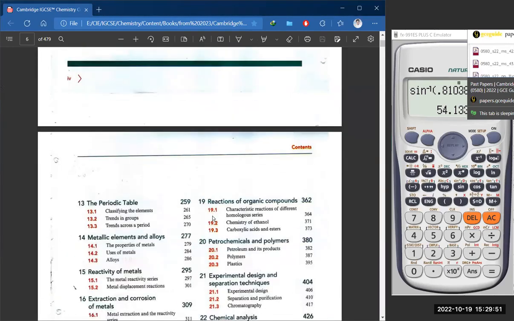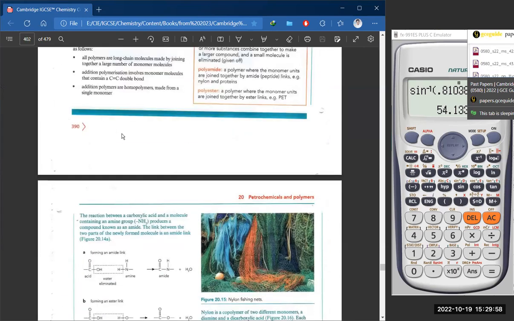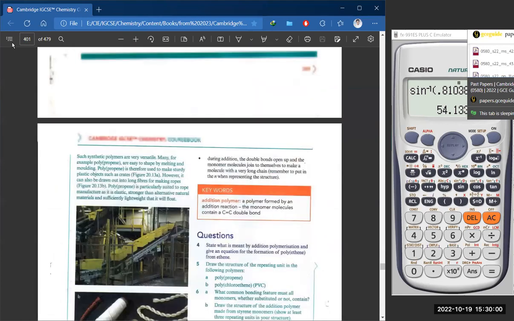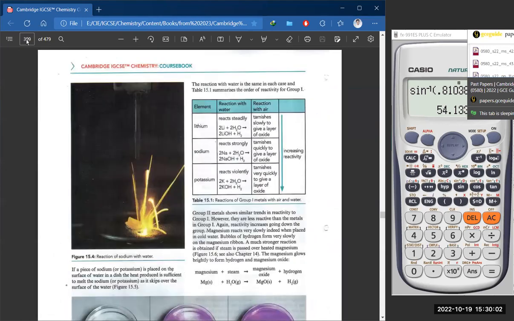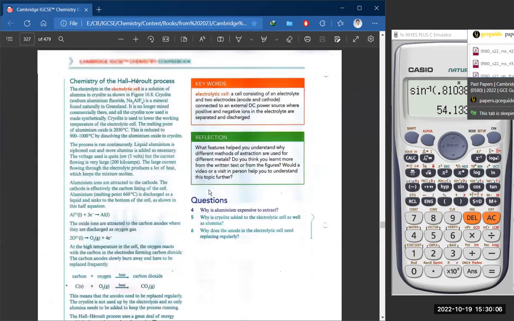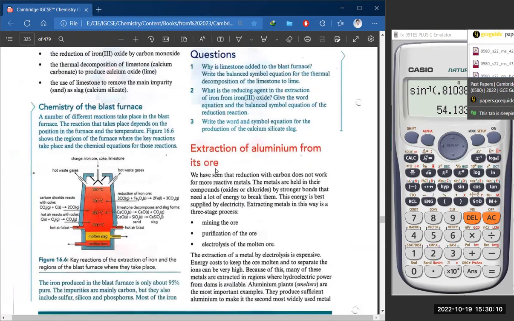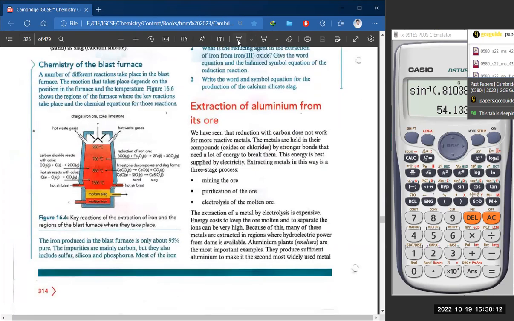Okay. We read chapter number 16, which is page number 309. Now we're starting extraction of aluminium right here from its ore, which is called bauxite. Safa, start reading from here.